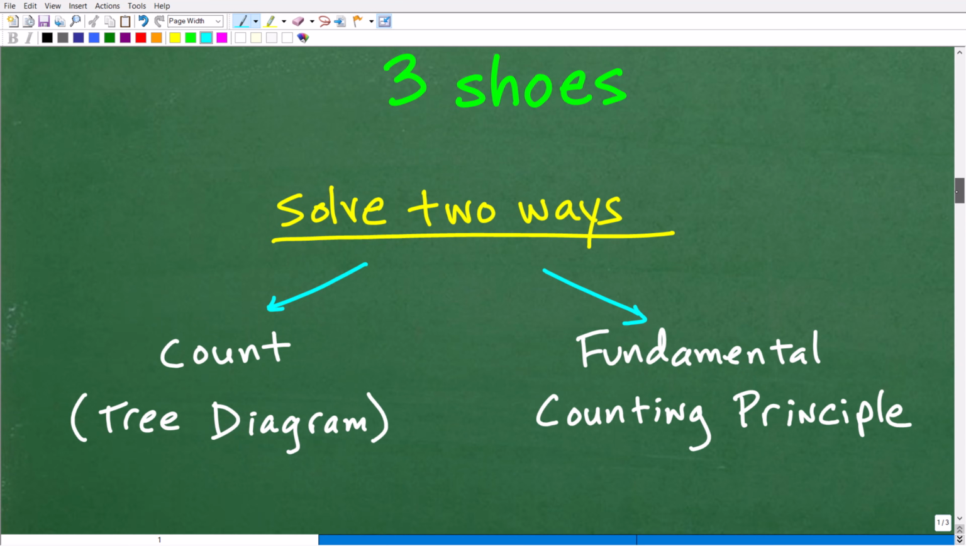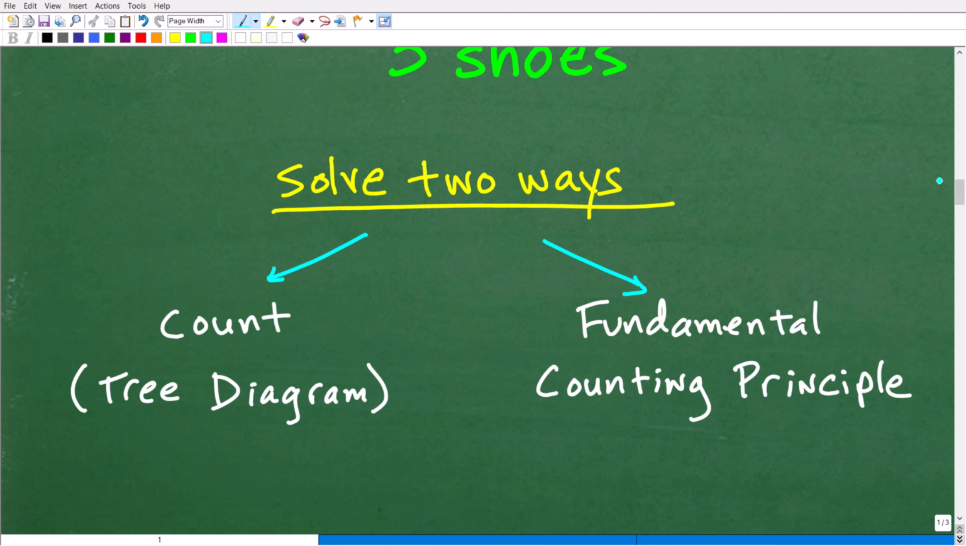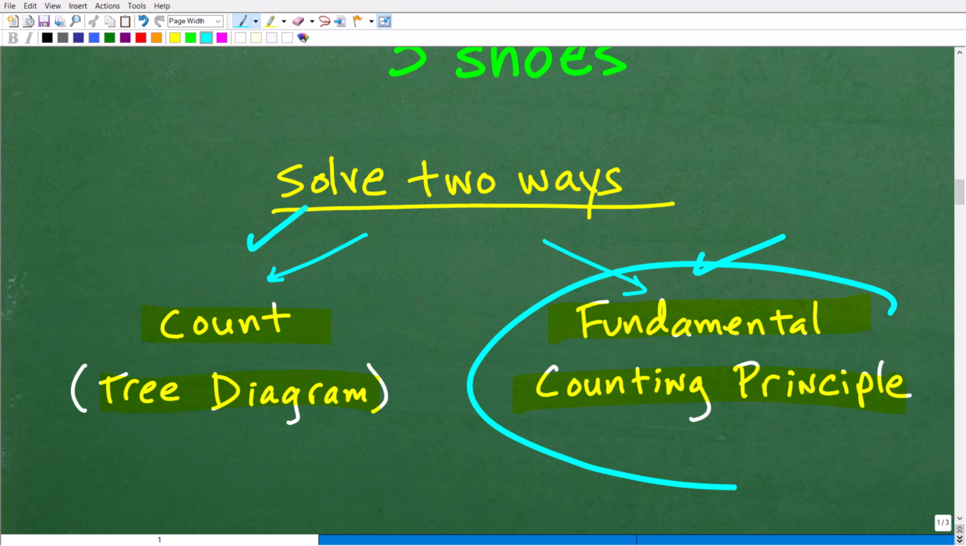But once you are dealing with a counting problem, there's typically 2 ways you can solve these problems, okay? Now the first is something called a tree diagram, okay? I want to show you an example of this in a second. And then we have this thing called the fundamental counting principle, okay? So we're going to talk about both of these. And this principle right here is extremely important in mathematics, and you'll see why. It's going to make our life really easy.